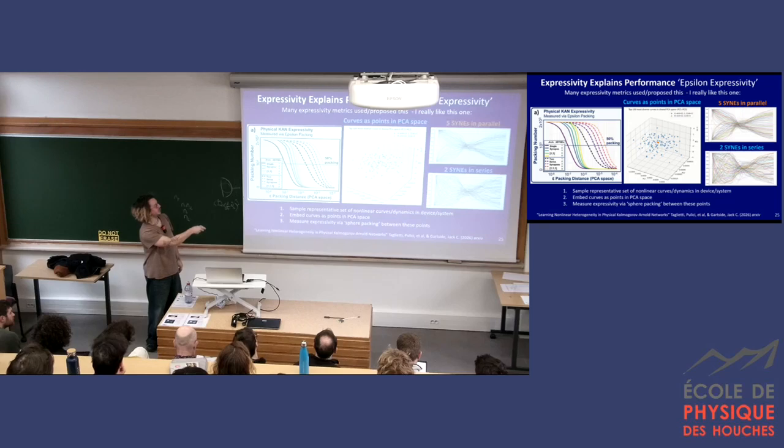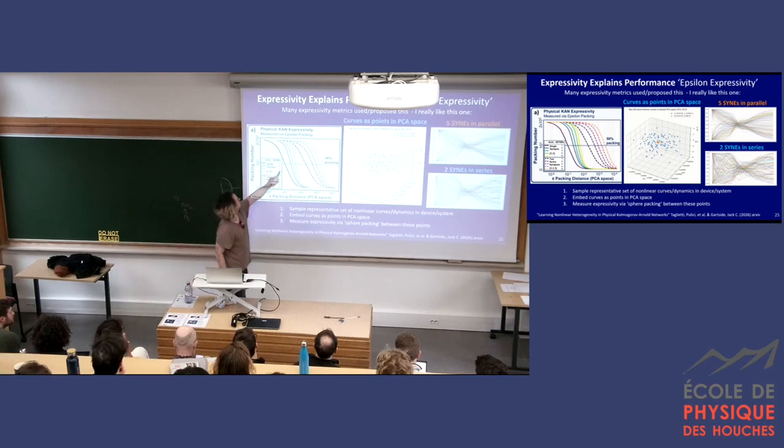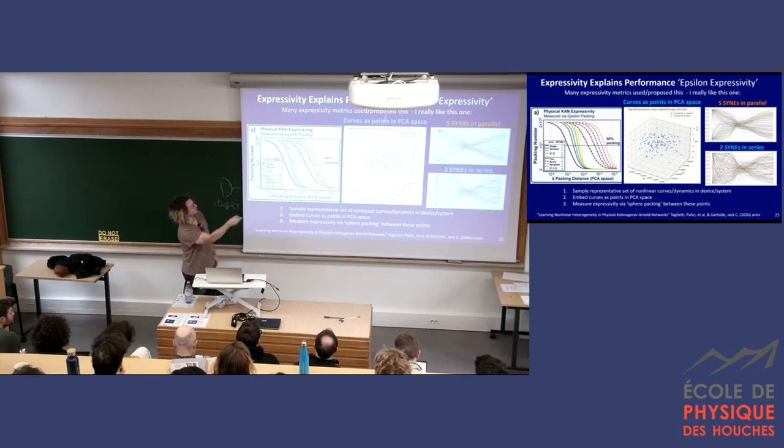And what you can see is this orange curve here, orange point cloud, is 5 devices in parallel. And you can see there's some expressivity. So that would be this curve here, single synapse, 5 devices. But it's relatively small.